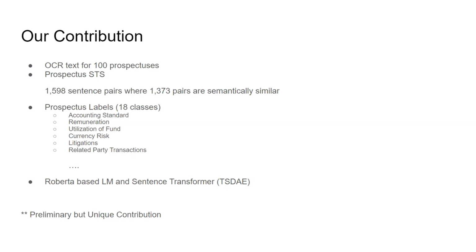What we also did, and this was primarily done by my co-author, was put different labels against those sentences. This sentence, for example, is talking about accounting standards. Are they talking about remuneration? They are talking about utilization of funds, and so on. This is very pragmatic, because a real person who does it manually has around 200 categories across the whole prospectus and pulls that information. To start, we are just putting it into 18 classes, but later we are going to expand it.